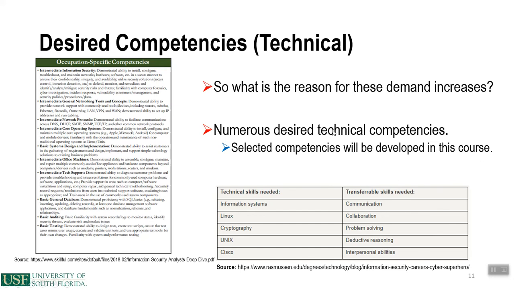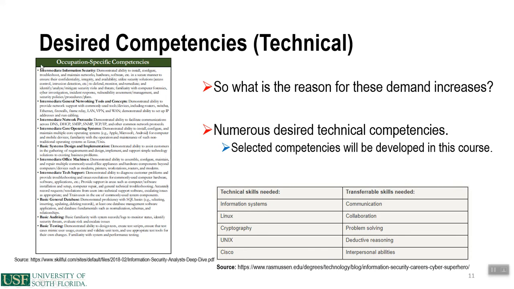Others will be developed in subsequent courses that you'll be taking. So from a technical point of view, they're really looking for, do you have a good understanding of information systems? Do you know the different types of information systems that are out there, what are the assets that an organization may have, and so on. A good Linux background, so that's why we have a customized Linux virtual machine just for this course. Background in cryptography, Unix, and Cisco networking type of technologies. And you can see additional details right here.